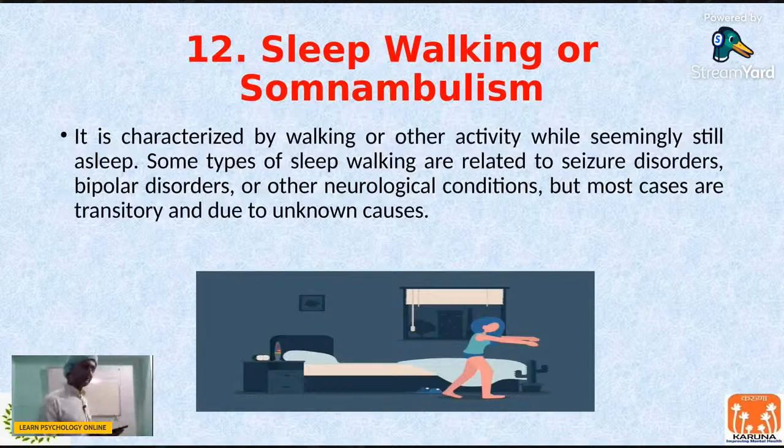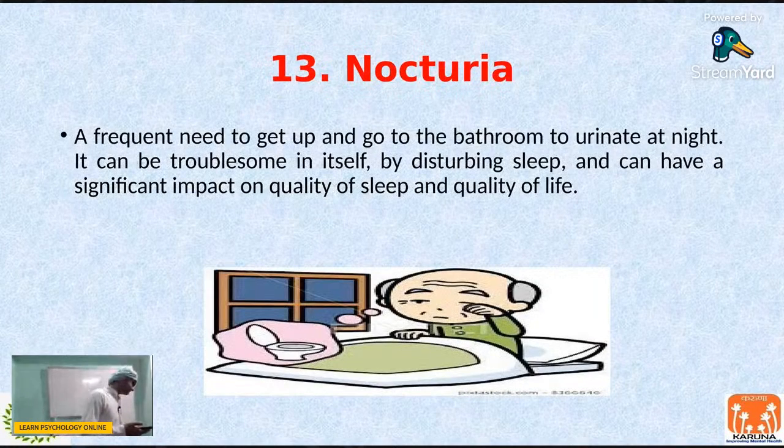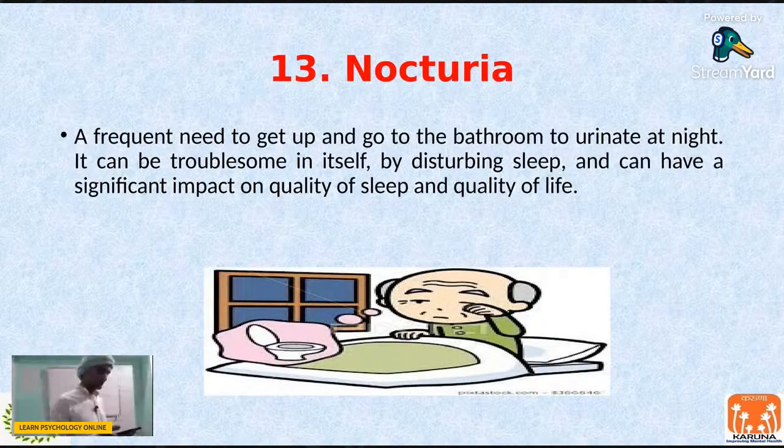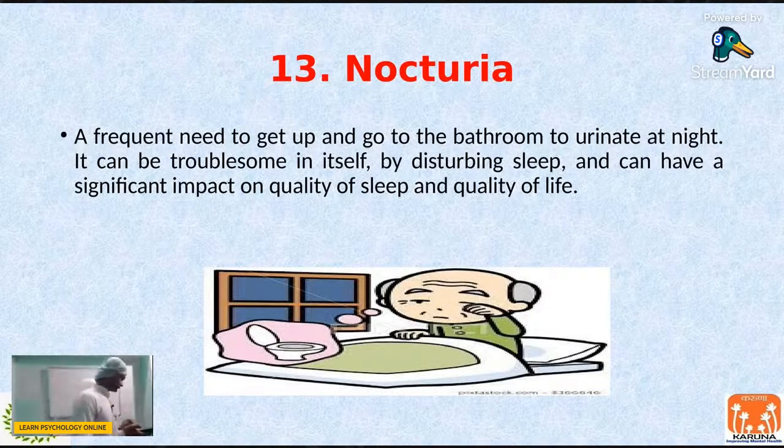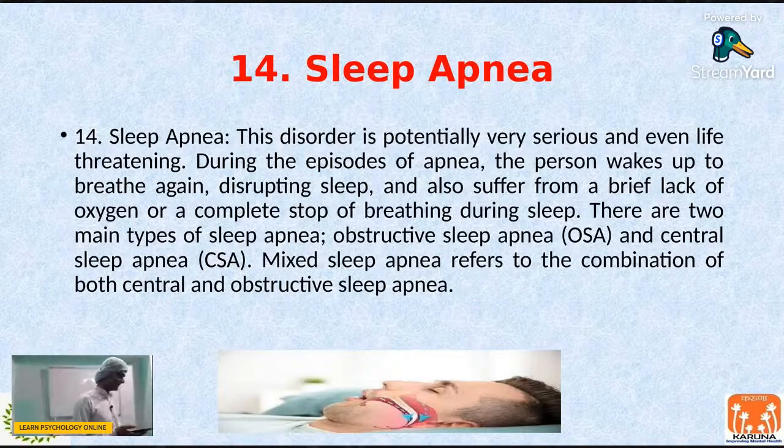13 is nocturia. Nocturia is a frequent need to get up and go to the bathroom to urinate at night. It can be troublesome in itself by disturbing sleep and can have significant impact on quality of sleep and quality of life. 14th one is sleep apnea.